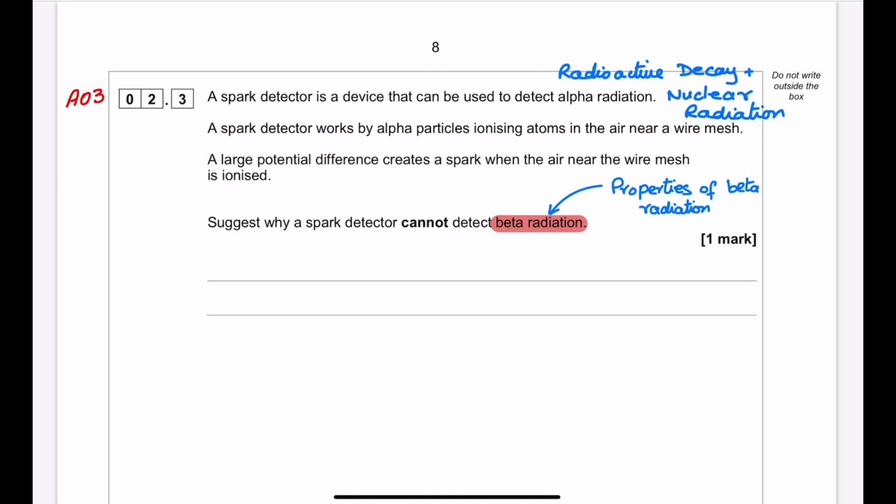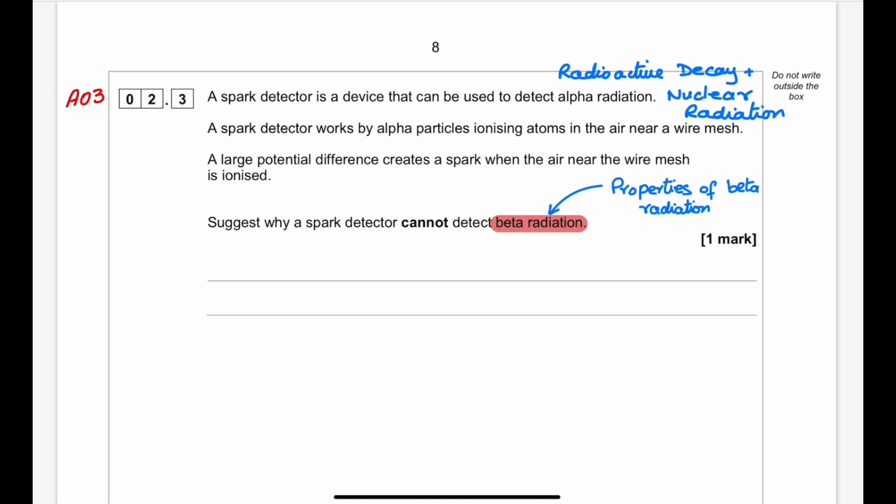This question is from the topic of radioactive decay and nuclear radiations. The student must know the properties of beta radiations. As compared to alpha radiations, beta radiations are weak ionizers. When the detector is brought closer to the mesh and the beta radiations are emitted, they are unable to ionize the air particles. As a result, the detector is unable to detect the beta radiations.